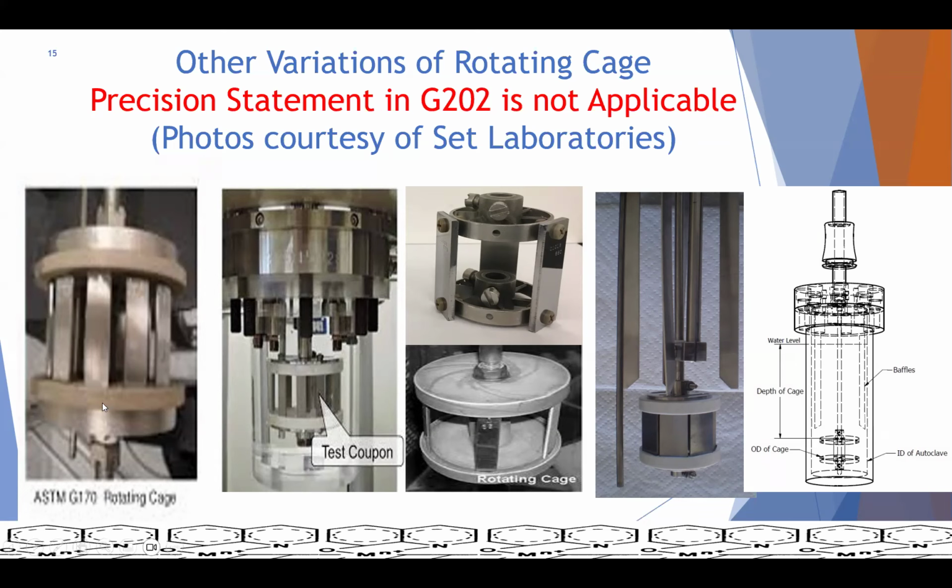And again, if you look at the ASTM, the gap between the coupons is established. If you look at this one, there is a little higher gap between the test coupons. These affect the flow patterns, and these do affect the corrosion rate as well as inhibitor performance. Some labs use three coupons, two coupons, one coupon, and the cage size is different.